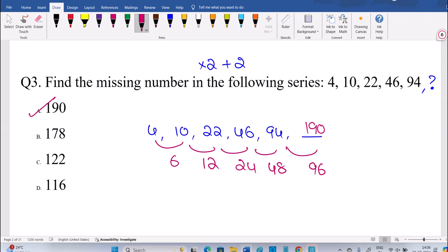You do times 2 plus 2, because with 10 and 22, when you see them you'll get that logic in your mind: 10 times 2 is 20, plus 2 is 22. They doubled and then added 2. Or else take the differences between numbers. As it seems like slow increasing, you are at 4 and after 5 to 6 steps it's still 90s or hundreds, not fast increasing, so we can go for differences. It will help you handle the series question.